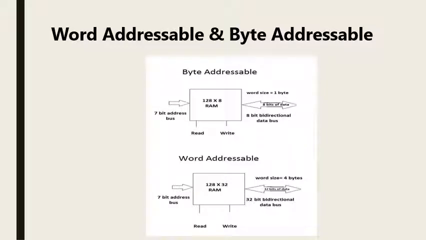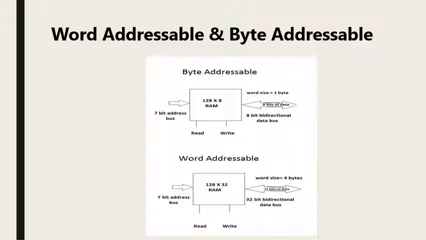A memory word is the number of bytes that the bidirectional data bus can carry at a time. Say the size of the data bus is 16 bits. It means it can carry a maximum of 16 bits of data at a time. In such a case, we can say that the word size is 16 bits or 2 bytes, and such memories are called word addressable memory.